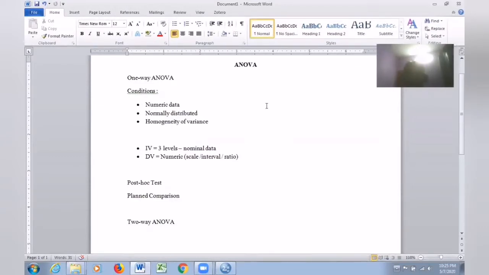This is a very important test which is normally undertaken by researchers, not only in social science but in all areas of research. Before we proceed further, let us understand what ANOVA is, what the types of ANOVA are, and what kinds of conditions must be fulfilled by your data before you take up this ANOVA test.